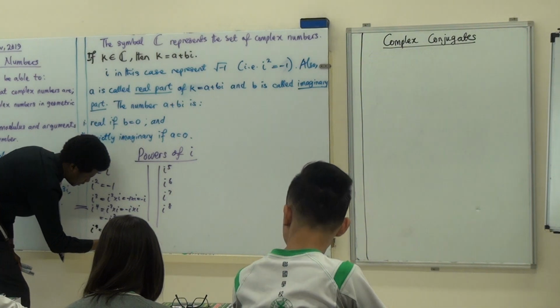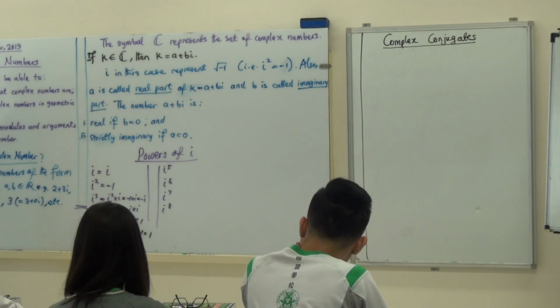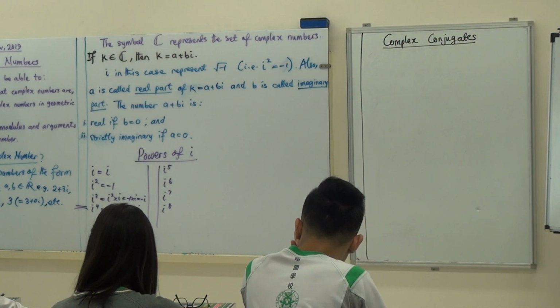What is i squared? Minus 1 times minus 1, which is 1. That's all I ask you to do. I'm not asking you to bring in square roots.